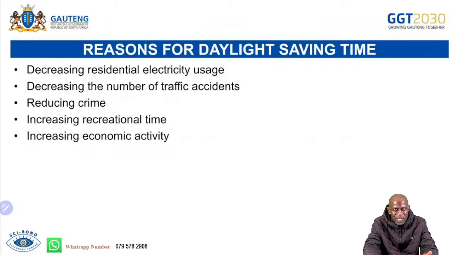It also helps to decrease the number of traffic accidents because it is visible even if it's late in the afternoon. It reduces crime, because most criminal activities happen during the dark. So when we have that extra opportunity to enjoy daylight, the level of crime is reduced.